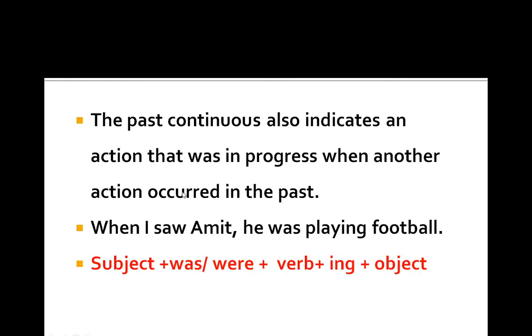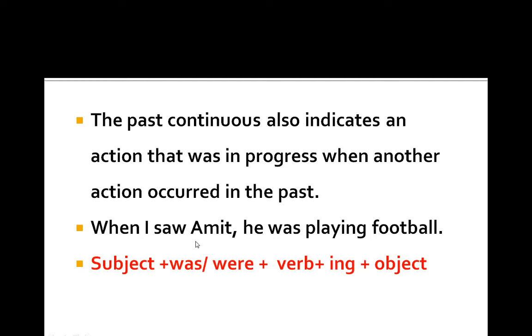Look at that next type. The past continuous tense also indicates an action that was in progress when another action occurred in the past. Look at that. Here, this example gives you a better idea.